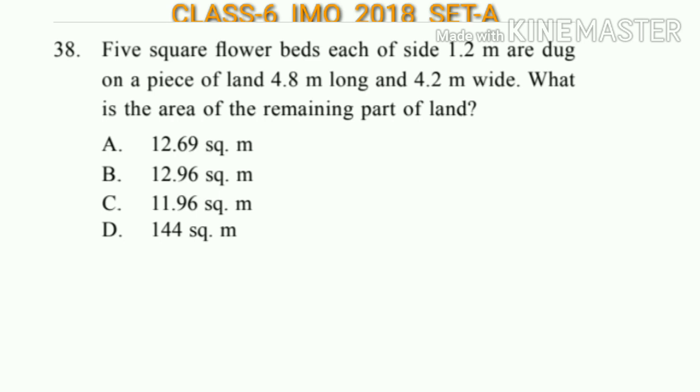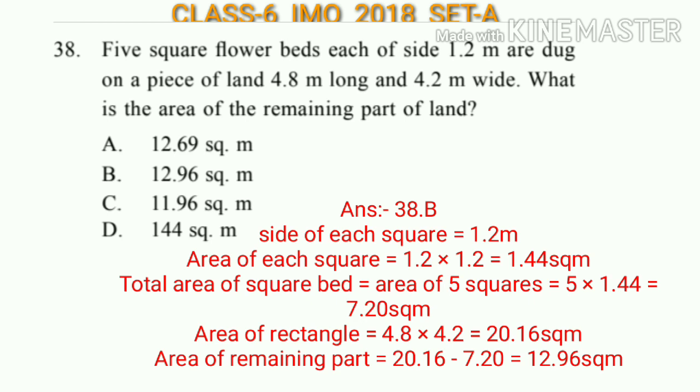Here, side of the square is given, which is 1.2 meter. So area of each square will be side into side, which is 1.2 multiplied by 1.2 will get 1.44 square meter. So total area of square beds will be area of 5 squares, which is 5 multiplied by 1.44 will get 7.20 square meter. Now area of rectangle, length into breadth, so it will be 4.8 multiplied by 4.2 will get 20.16 square meter. Now area of remaining part, 20.16 minus 7.20 will get 12.96 square meter, which is option B.